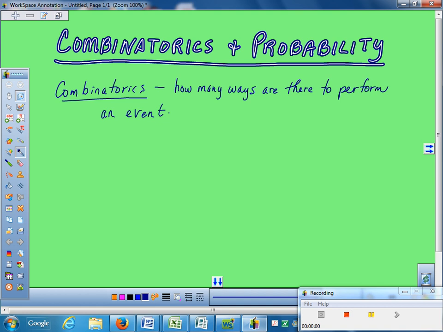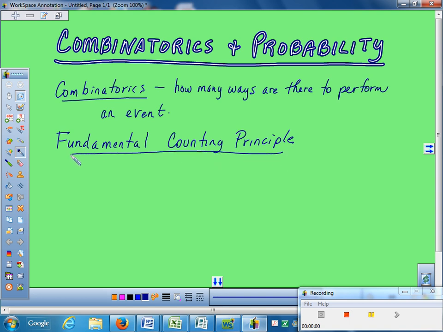But first, we have to learn what's called the fundamental counting principle. This is a big fancy name for a super simple concept. And this is principle with an LE. It's a principle on how to do something, not like the principal of the building. So I'm going to give you a basic idea.